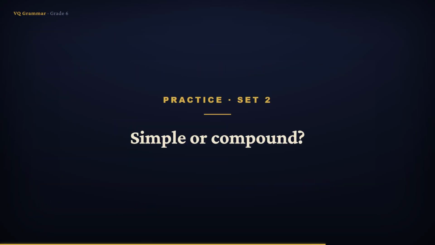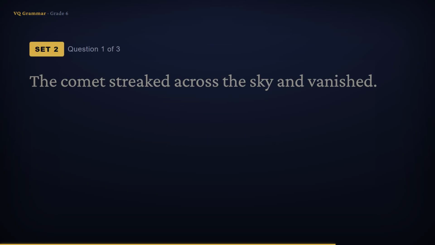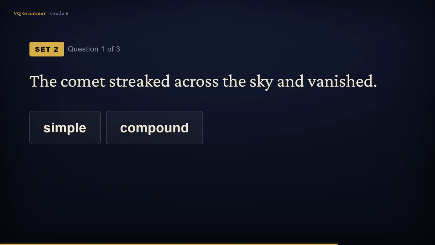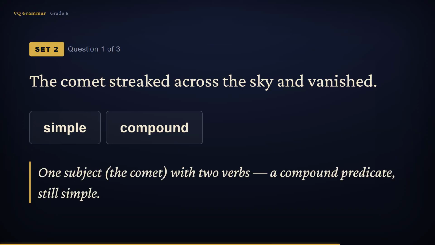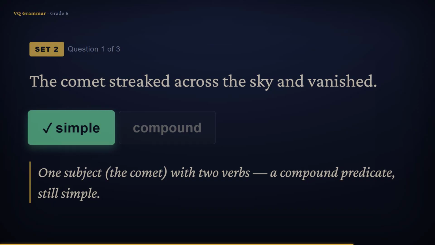Three more. Same plan. Find the joining word or semicolon, cover it, and check whether both sides have their own subject and verb. Pause and try each one before I answer. The comet streaked across the sky and vanished. Cover the and. On the right, vanished. But who vanished? The comet did. There's no second subject. It's one subject, the comet, doing two things, streaking and vanishing. So the answer is simple.